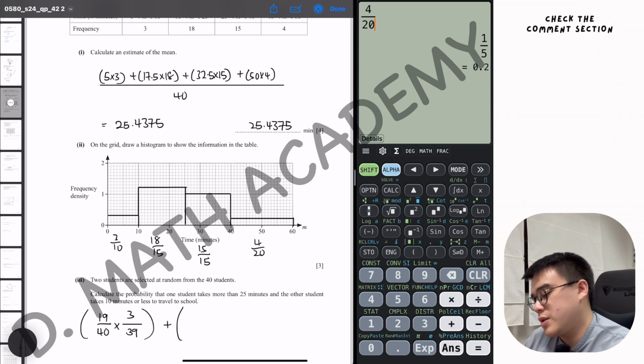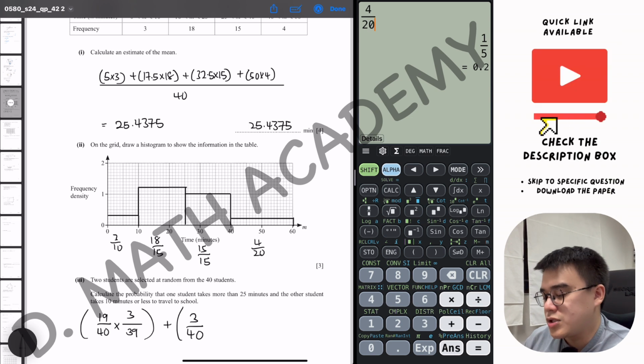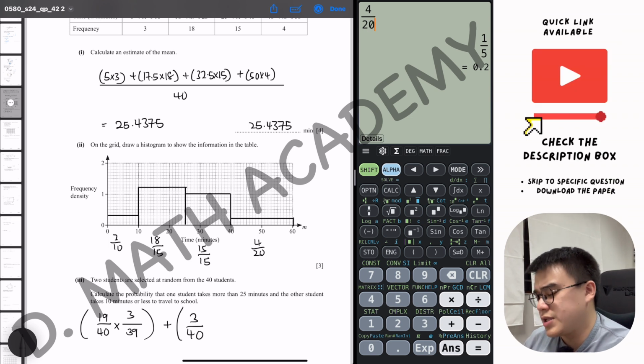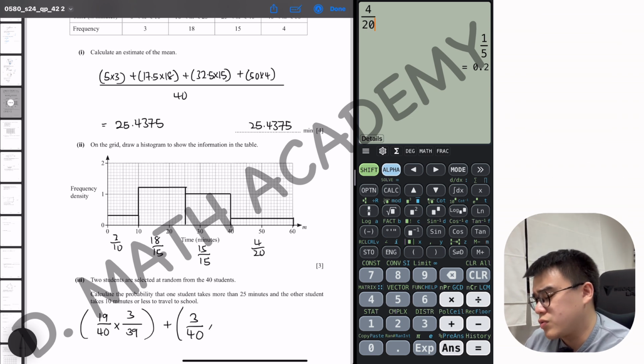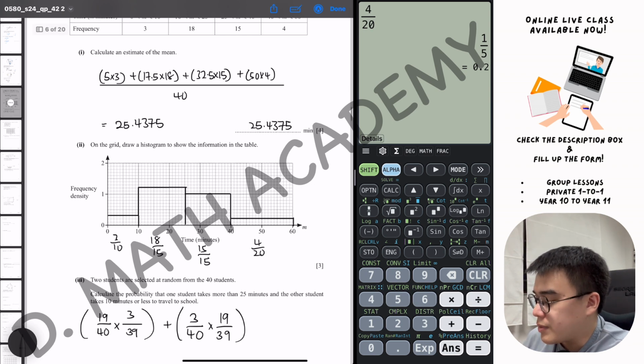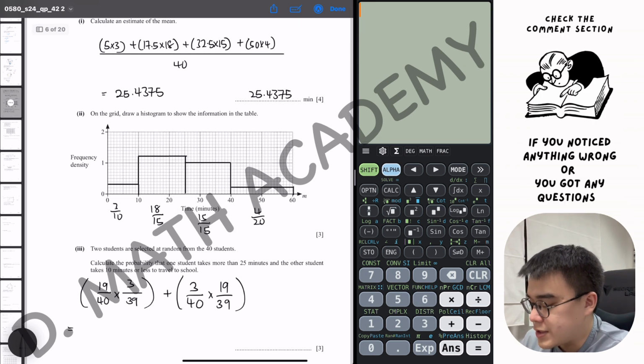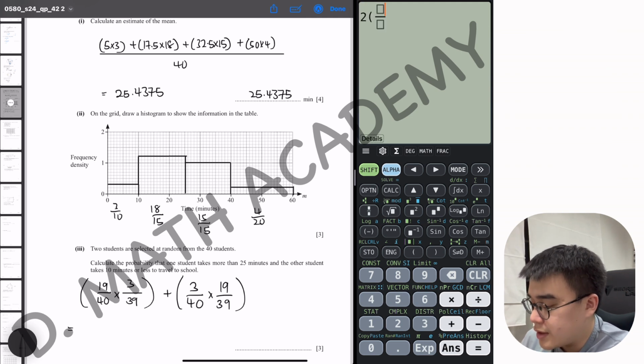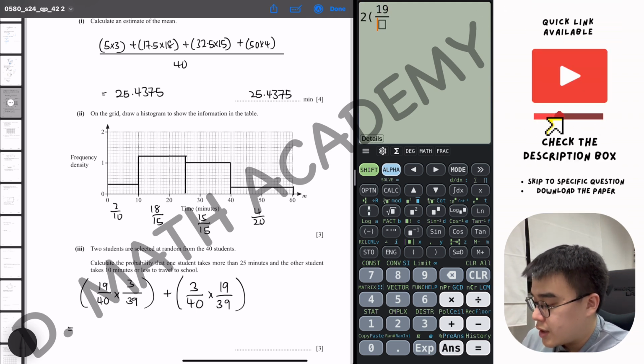So the same thing, you can choose less than 10 minutes students first, then followed by those who took more than 25 minutes. So if you double it down, the answer should be the same by keying in 2, okay, 19 over 40 times 3 over 39.